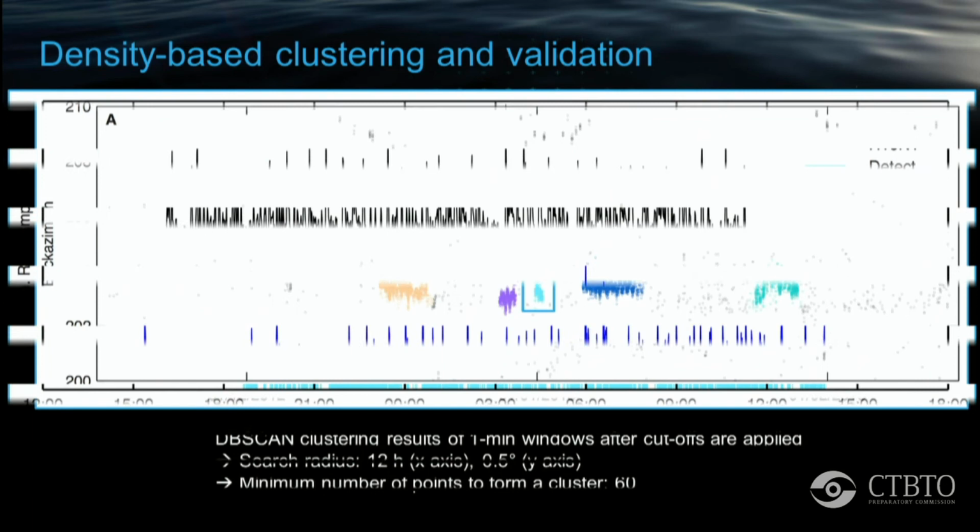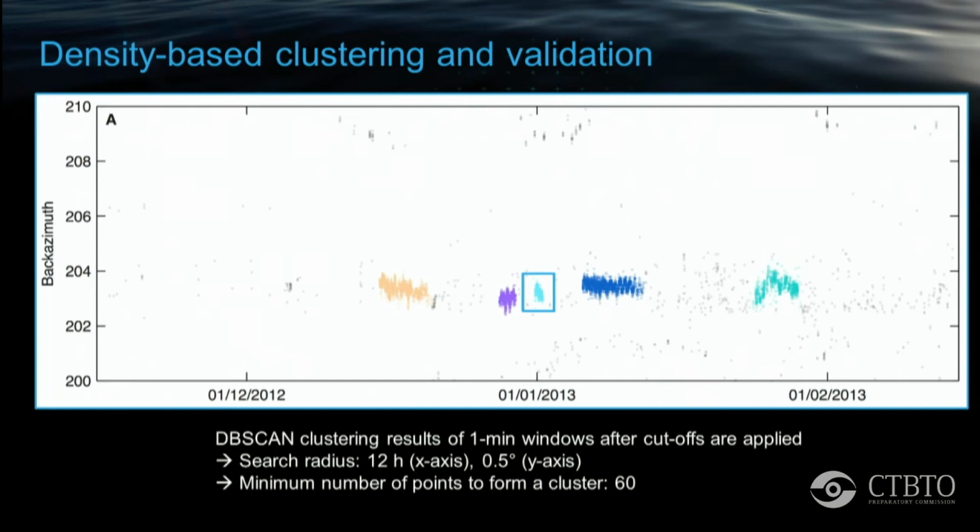Now the question here is how can we make sure those signals really come from Monowai? After all, the source receiver range is 16,000 kilometers, and maybe there is an iceberg drifting around somewhere in the Southern Ocean. And because we're not doing any frequency analysis here, we're just looking at the clustered points, we can't really exclude the fact that maybe an iceberg is masking as a submarine volcanic eruption.